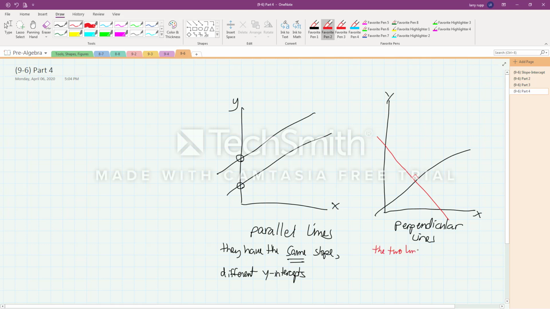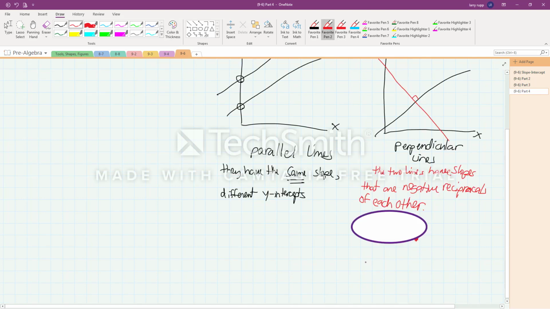The 2 lines have slopes that are negative reciprocals of each other. M1 is the slope of line 1. The slope of line 2 is the negative reciprocal of the slope of line 1.